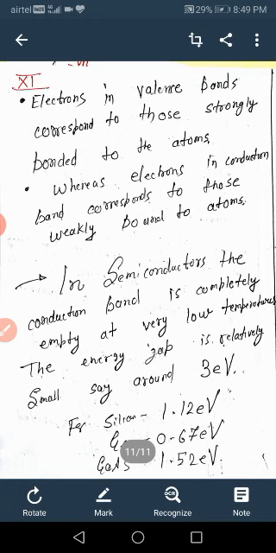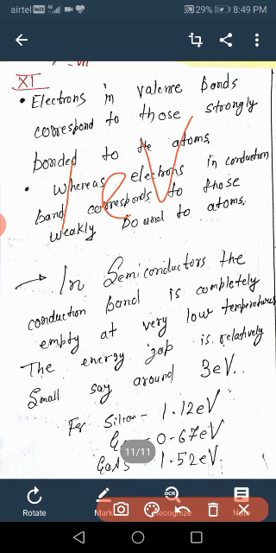So the energy gap is relatively small, say around 3 electron volt. And what is this electron volt? Electron volt is the unit of energy. So what is 1 electron volt? If an electron is accelerating in a potential of 1 volt, the kinetic energy it gains is 1 electron volt.